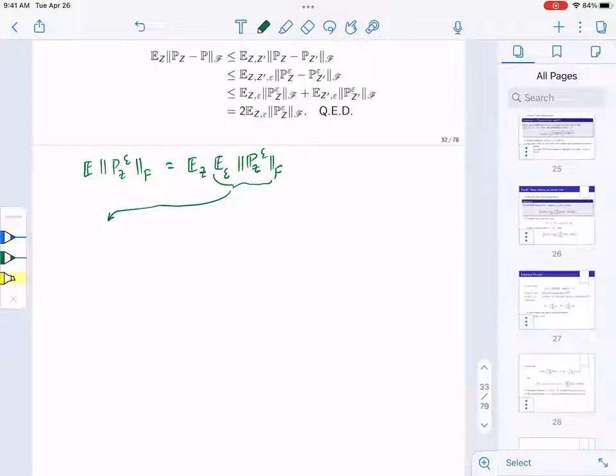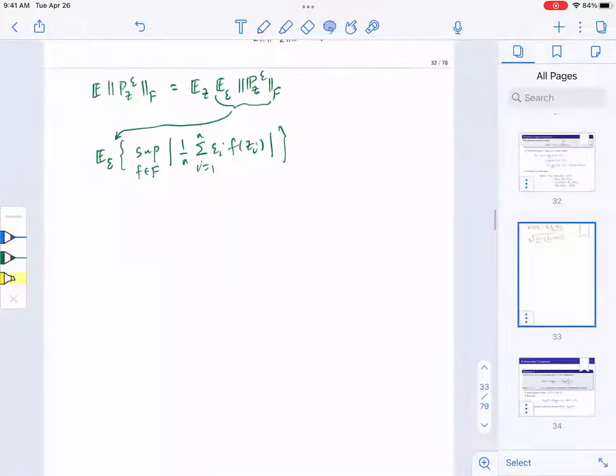If I unpack this, it's just the expectation over epsilon of the supremum, f in F, of the absolute value of 1 over n summation epsilon_i f(z_i). That's the meaning of that notation. There is some notation that I want to introduce, which will simplify things. That's the object that we care about. Let me introduce notation and we'll come back to this.